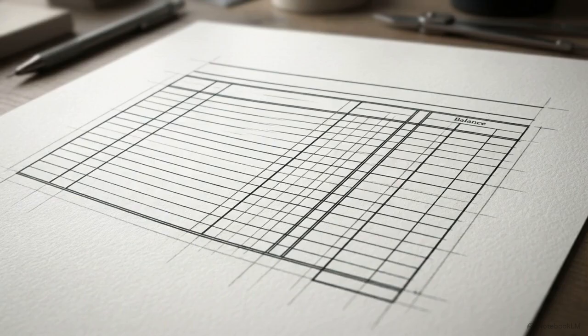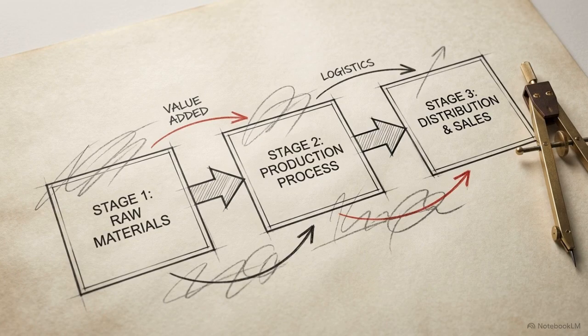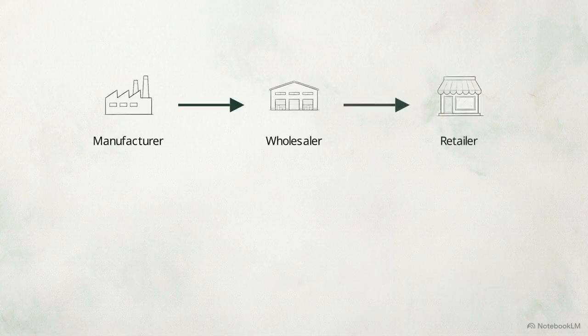To see how a business achieves that zero net cost, we have to look at how the government taxes a multi-stage value chain without double taxing the businesses in the middle. This diagram shows a standard linear supply chain. We have a manufacturer producing goods, a wholesaler moving them, and a retailer selling to the final consumer.